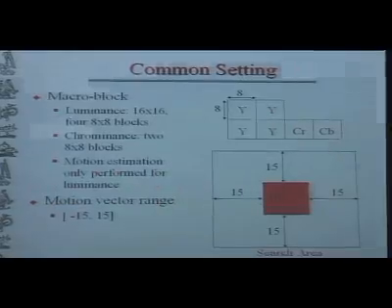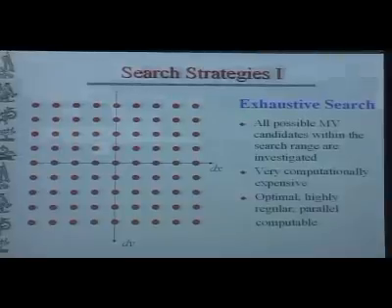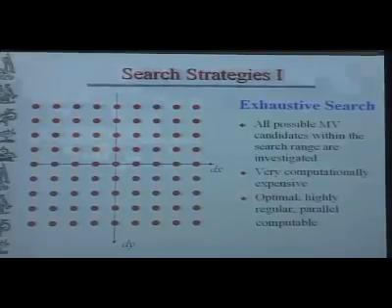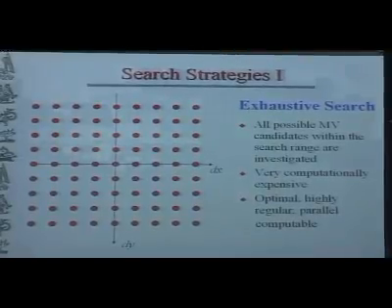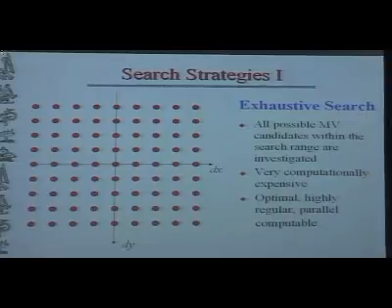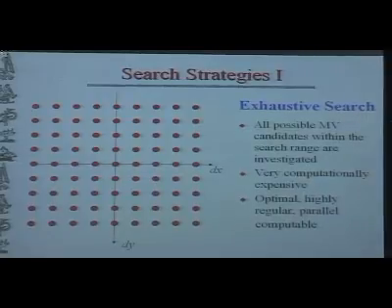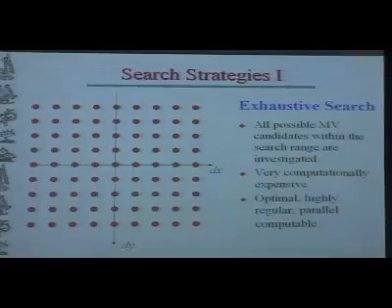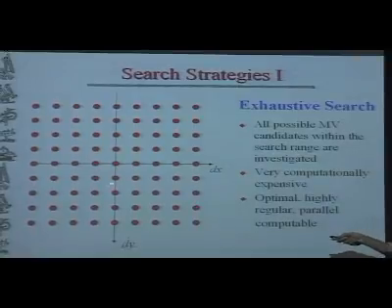So let's think about a strategy to do this. The first is called exhaustive search. That should give you the minimum all the time. Agree? Okay, now let me explain the red dots.